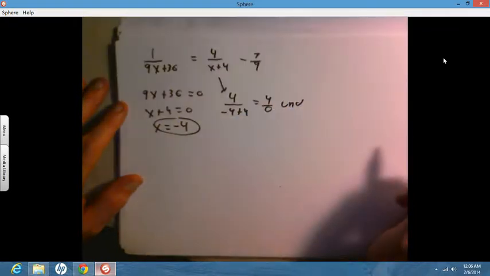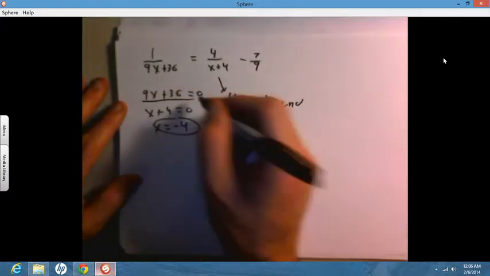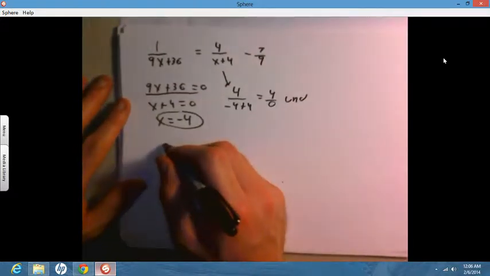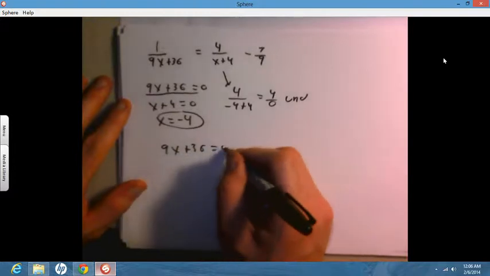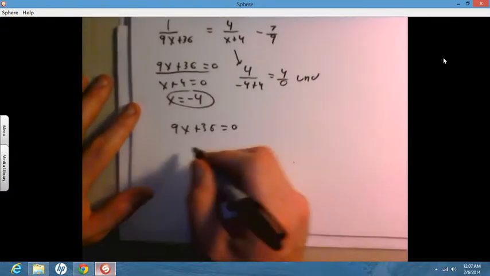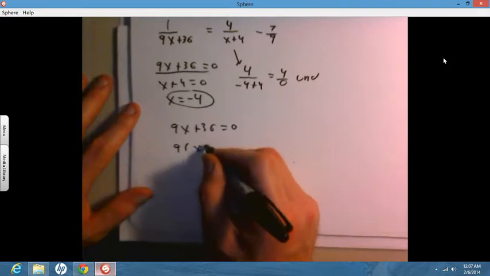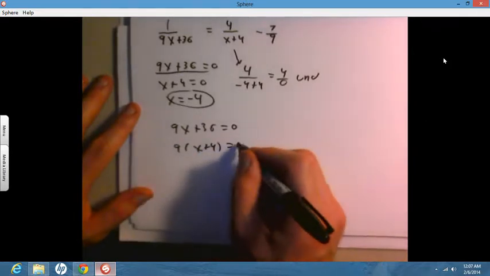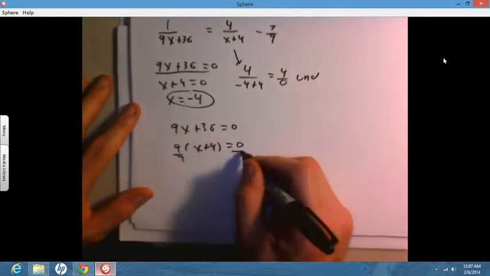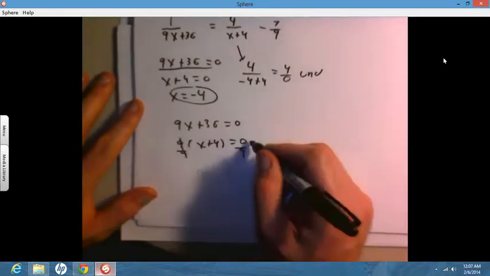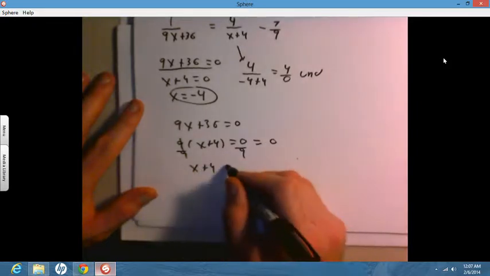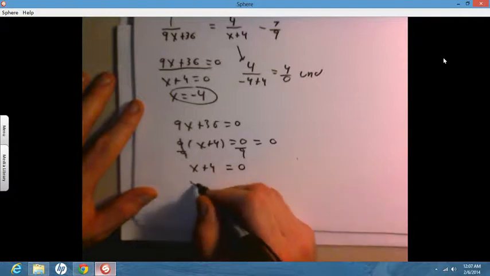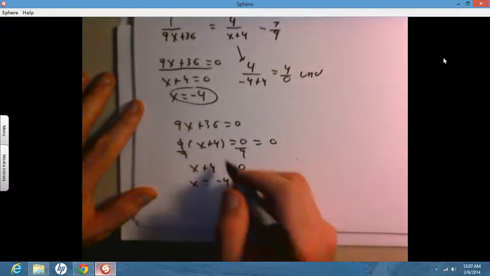Now, my next denominator is going to be 9x plus 36. So we have 9x plus 36 is equal to 0, which is 9 times x plus 4 is equal to 0. Divide both sides by 9. The 9's cancel, and 0 divided by 9 is 0. And we have x plus 4 is equal to 0, which gives us x equals -4, which we already knew that. So x equals -4 cannot be a solution.